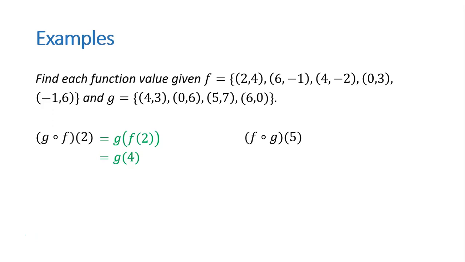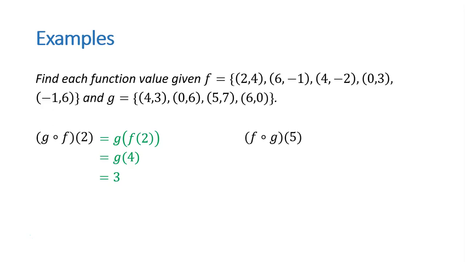Then I go to my rule for g. I'm looking for an input of 4, not an input of 2. Don't make that mistake. We're looking for an input of 4 now, not an input of 2. That 2 is completely gone. So I have the point (4, 3). My output for an input of 4 is going to be 3. So g of 4 is going to be 3. So g composed f of 2 is 3.